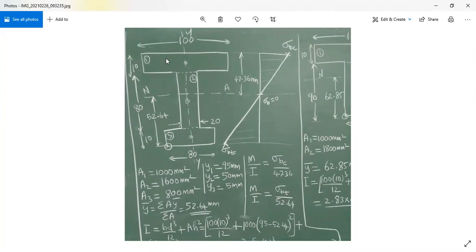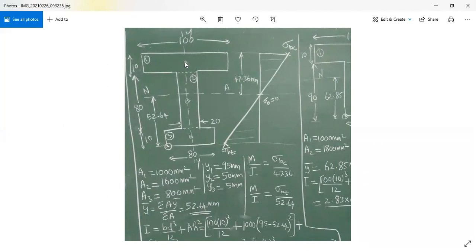So let me divide the given section into section 1, section 2, section 3, three rectangle sections. I have taken this as my reference point, and from this reference point, for section 1 centroid, the vertical distance from this reference point to the individual section centroid is y1, and this is y2, and this is y3. So y1 is 95 millimeter, and y2 is 45 plus 40 plus 10, 50, and y3 is 10 divided by 2, 5.